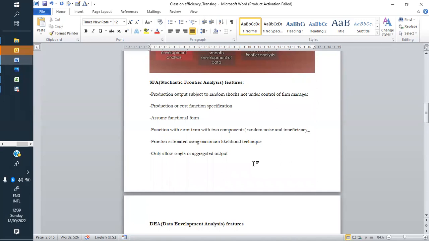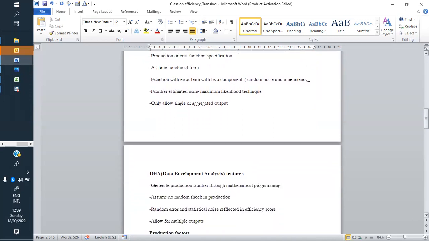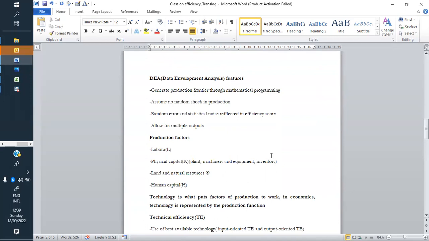That means when we are measuring the efficiency of a farm or farms and you have different outputs, like output 1, output 2, you need to aggregate all of them into a single output before using stochastic frontier analysis. But data envelopment analysis, as you can see, assumes no random shock in production and allows for multiple outputs. When you are measuring efficiency, you can consider output 1, output 2, and 3. It allows for multiple outputs.